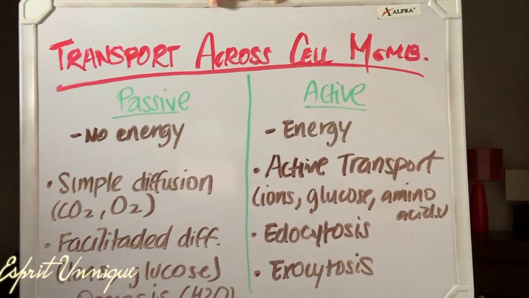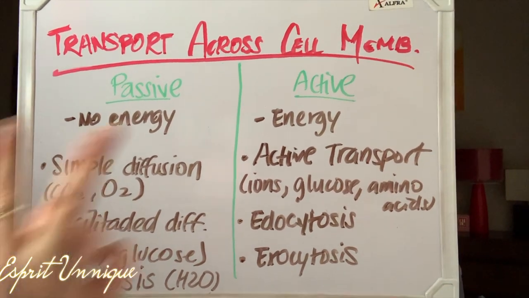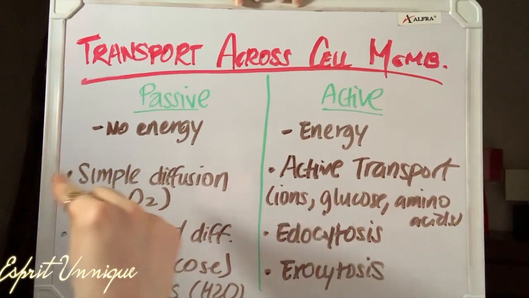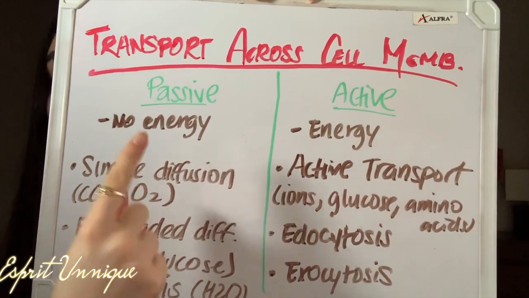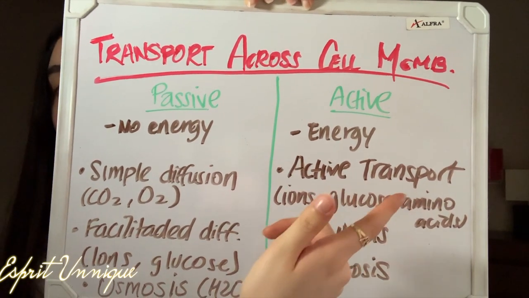Now let's talk about the transport across the cell membrane. There are 2 types of transports, passive and active. The only difference is that one has no energy required and the other has energy required. So think about when you are going up the stairs. You need energy to go up because you are against the flow of gravity.